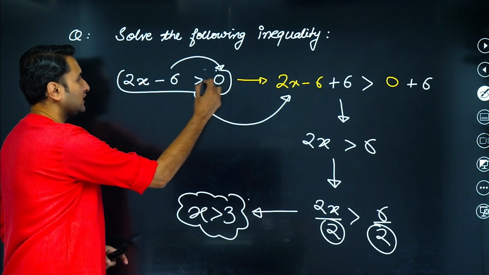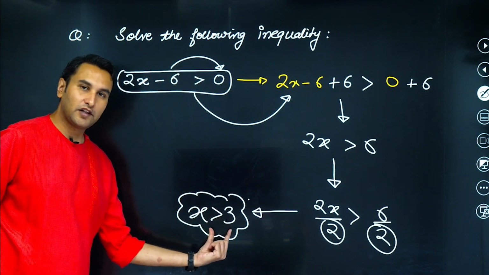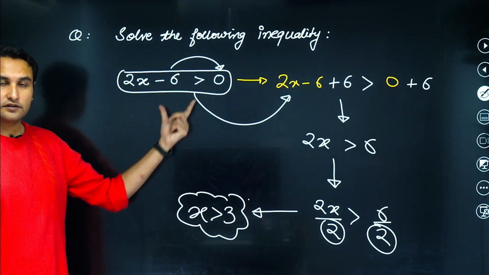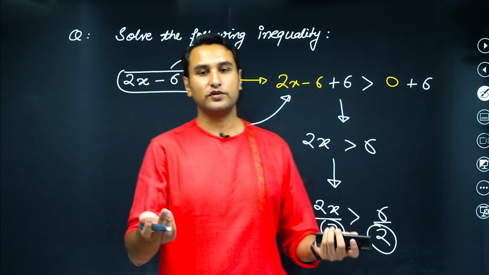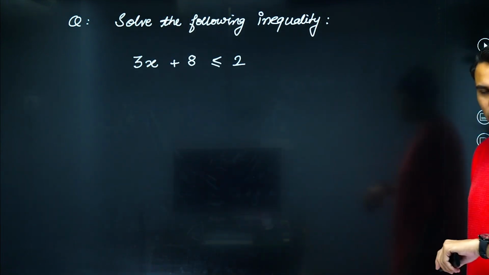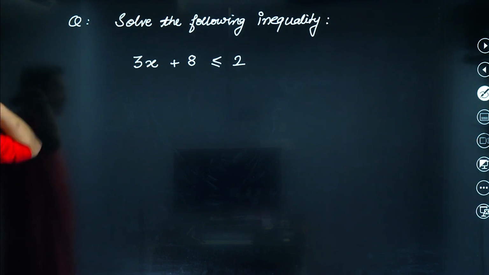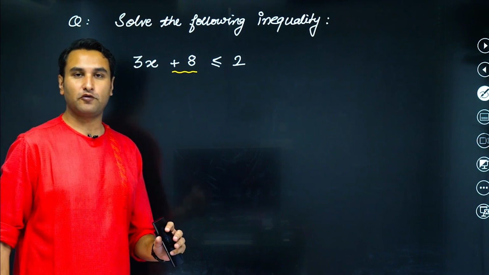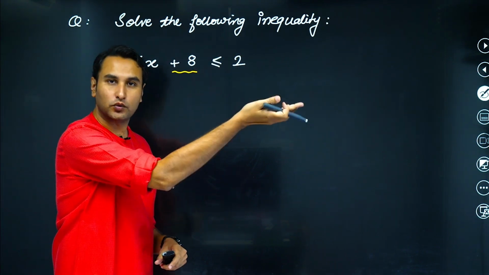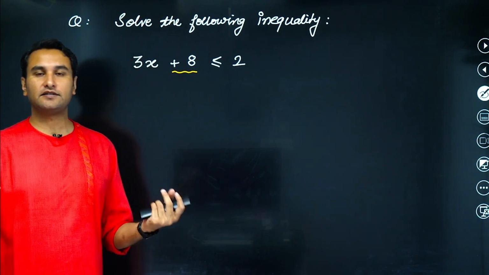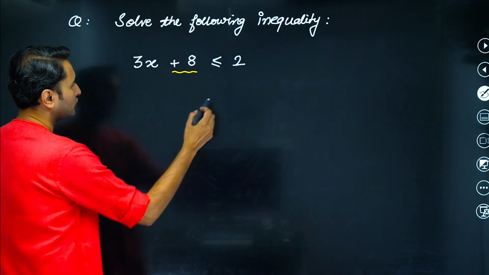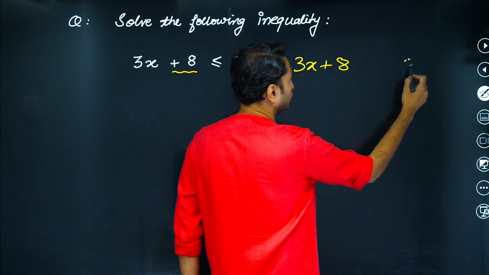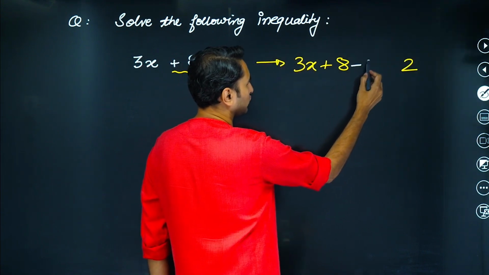What is this, bachcho? This is an inequation, right? So all the values of x greater than 3 will satisfy this inequality. You can check by putting values for your own satisfaction, right? Let's take one more example. 3x plus 8 less than or equal to 2. Step 1, as I told you, whatever is there in addition or subtraction, remove it. Either by taking it to the other side or by adding or subtracting the same number. So let me do it. So step 1, 3x plus 8, 2, let me subtract 8 on both the sides.